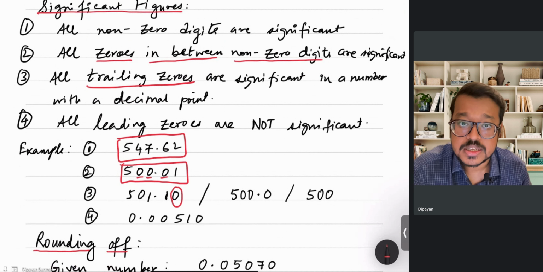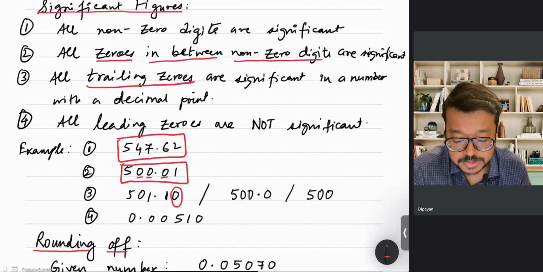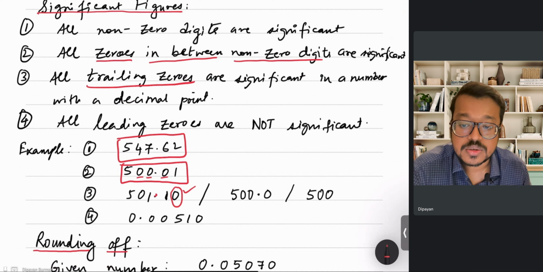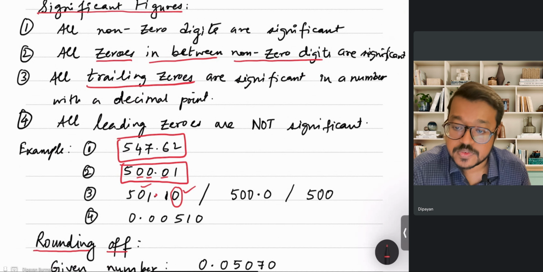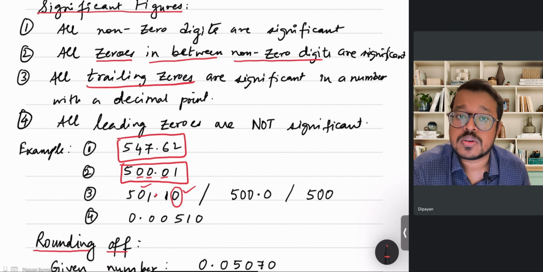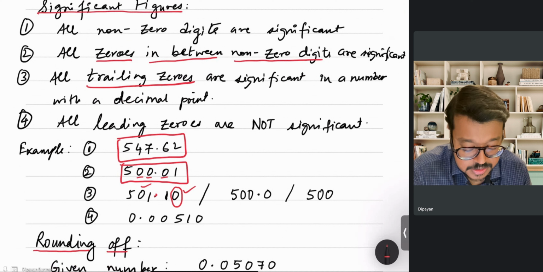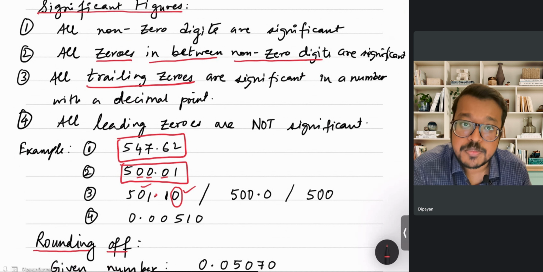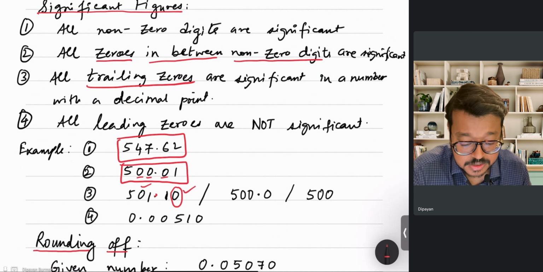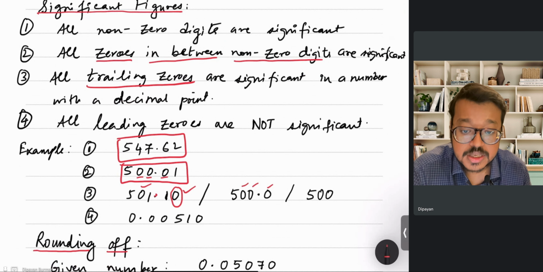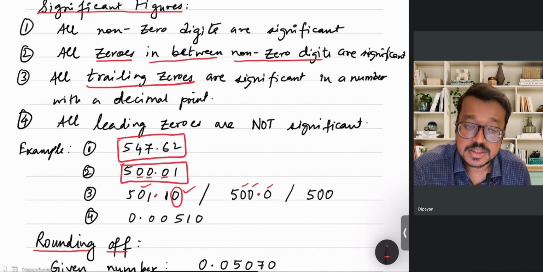It's a trailing 0 and the number has a decimal point. So the last 0 is considered significant. The in between 0 of course is significant, and all the other non-zero digits are also significant. In the second number that we see, 500.0, there are 3 zeros at the end of the number and the number has a decimal point. So all these 3 zeros are considered significant.